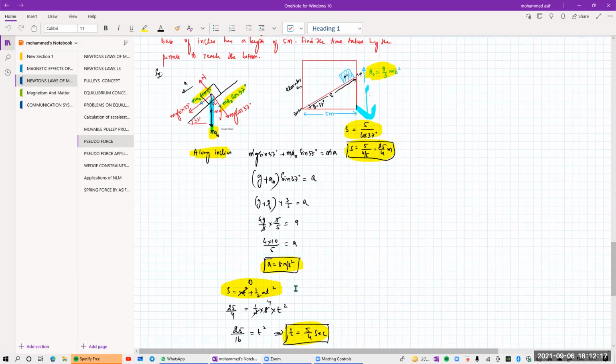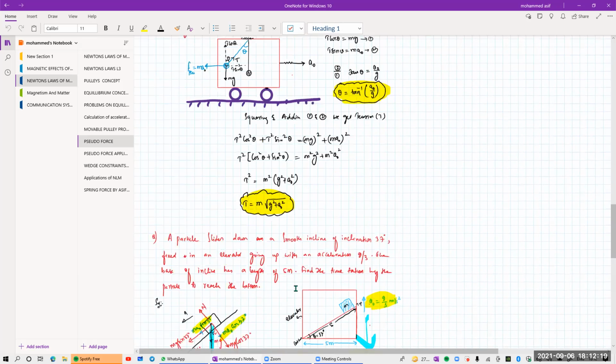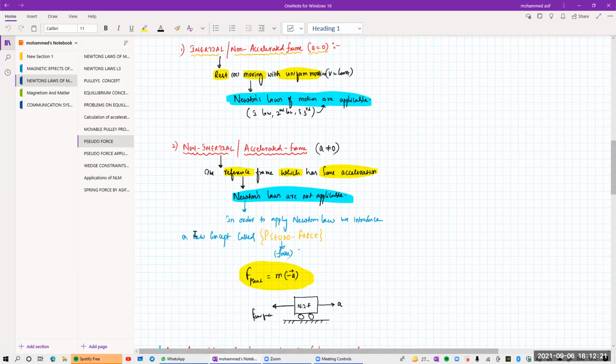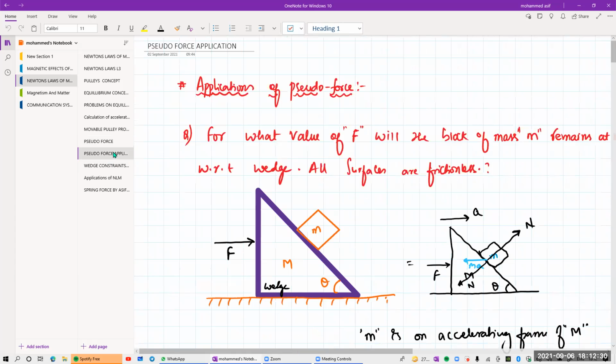Got it? So when do you apply the pseudo force? For an inertial or non-inertial frame? For the non-inertial frame. Pseudo force. That means non-inertial frame means what? Accelerating frame. Is that clear? So let me do one more example on this one.